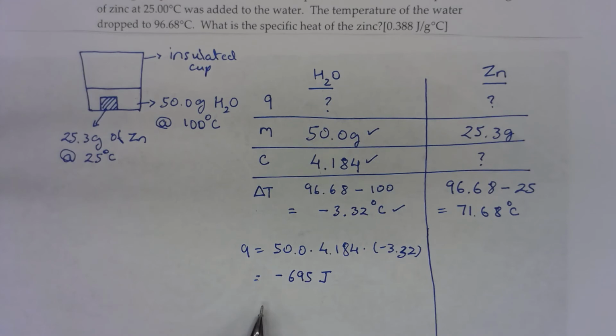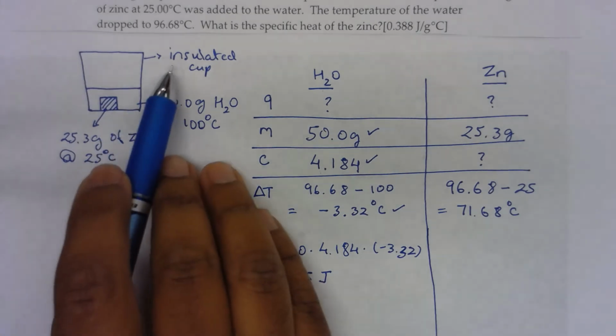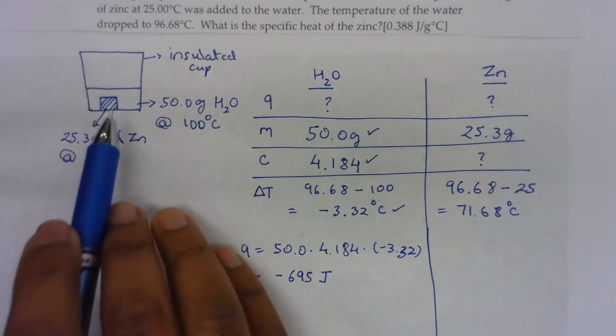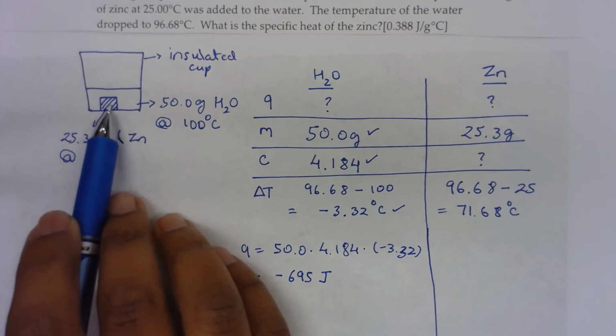Now, there is a significance to this negative value. The reason why this is negative is because heat was lost. How do we know heat was lost? Heat was lost because the water got colder or hotter? Colder. How can the temperature of something drop if it loses heat, right? So this negative value shows 695 joules of heat was lost by water. Now, if this much heat was lost by water, who was it gained by? The zinc metal, right? And we know that has to be the case because this is an insulated cup. So whatever heat was lost by water is gained by the metal block.